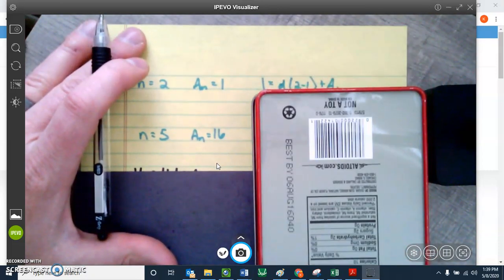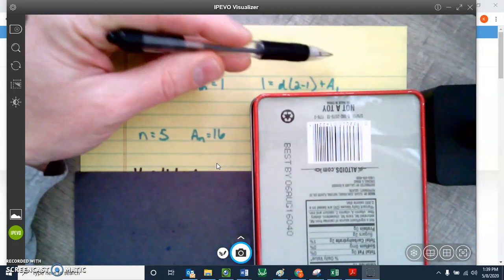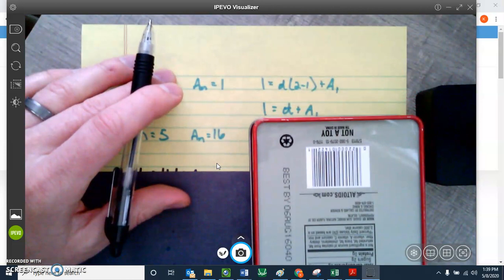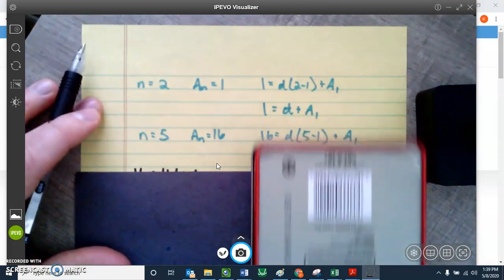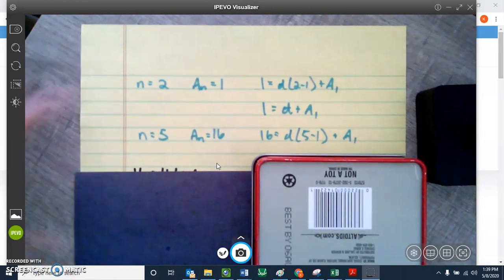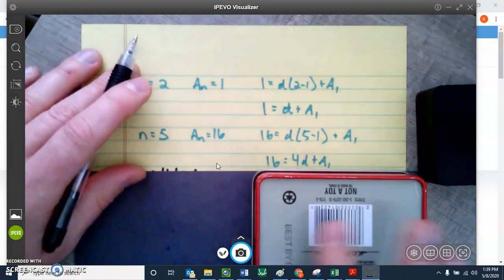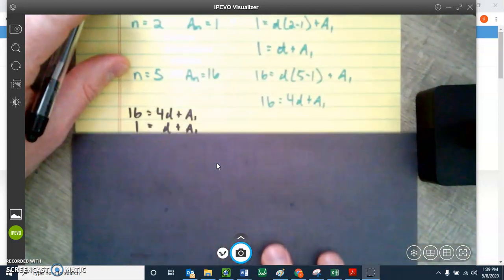But there's the formula: a sub n equals d times (n minus 1) plus a sub 1. We don't know d, we don't know a sub 1, and that's okay. That's what our equation will look like. For this one, similar. I'll plug in what I know. n is 5, a sub n is 16. Clean that up, and we get our second equation. So we have a system of equations. Awesome. We're experts at this by now. We're doing a lot of these.